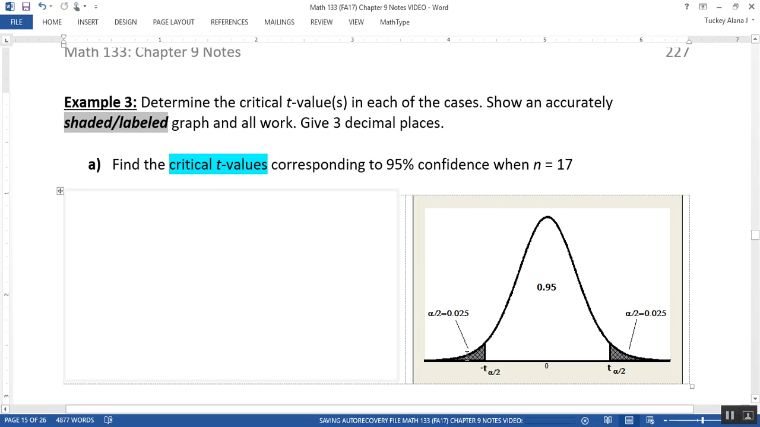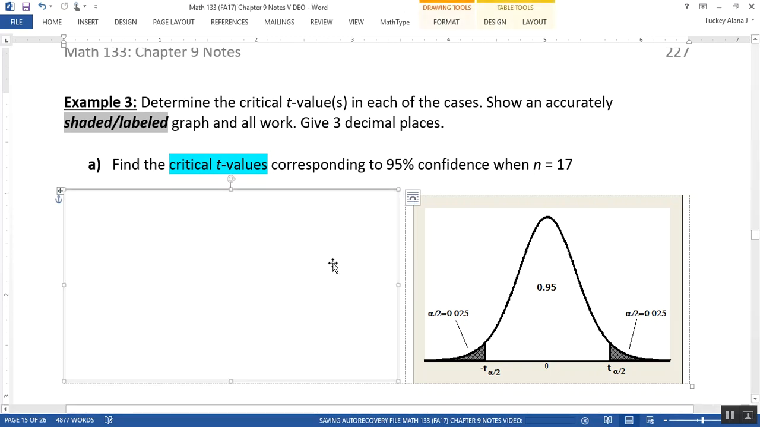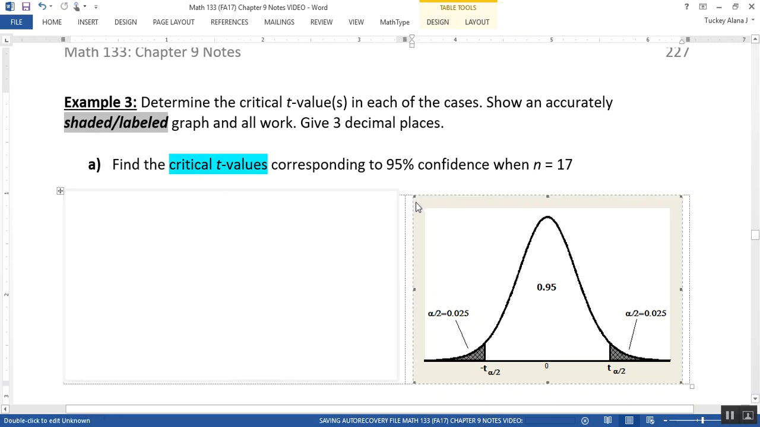And then 2.5% on the left as well. And both of those are labeled with alpha over 2. They're not just put in as 0.025. You mention what they are, which is the alpha divided by 2. So everything here has to be drawn. There's nothing in this picture that you can avoid when you're drawing it by hand. You have to shade, you have to label, put your center as 0, put your confidence level 0.95 in the center, all that good stuff.